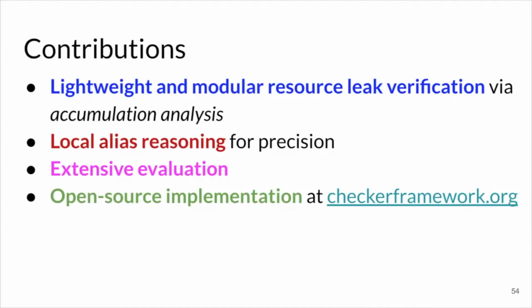So finally, I want to just go over our contributions. So we've shown that you can do lightweight and modular resource leak verification as opposed to bug finding by using an accumulation analysis, which is a special case of typestate. Right? And you can make that analysis competitive on precision by doing local alias reasoning. You don't need to do a whole program alias analysis. And we did an extensive evaluation of the approach, and then we built an open source implementation.